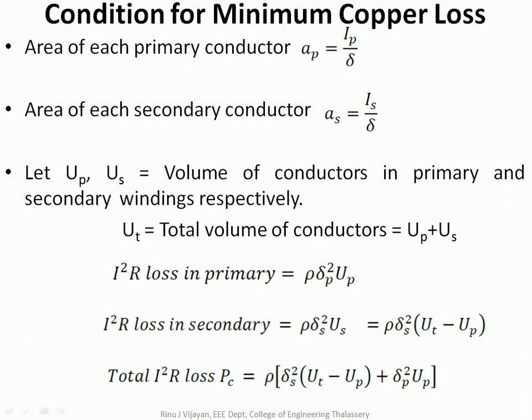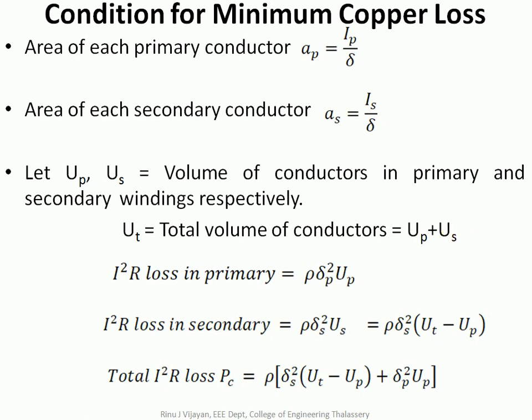Next, let's see the condition for minimum copper loss. As we know, the cross-sectional area of the primary winding can be found out from the relation of current density and current by using this equation, that is AP is equal to IP by del. Similarly, the cross-sectional area of the secondary winding can be determined by using this relation, AS is equal to IS divided by del. The volume of the primary conductor is indicated as UP and the volume of the secondary conductor is indicated as US. Therefore, the total volume is UT and it remains a constant. It is actually the sum of the volume of conductors in the primary winding and the volume of conductors in the secondary winding.